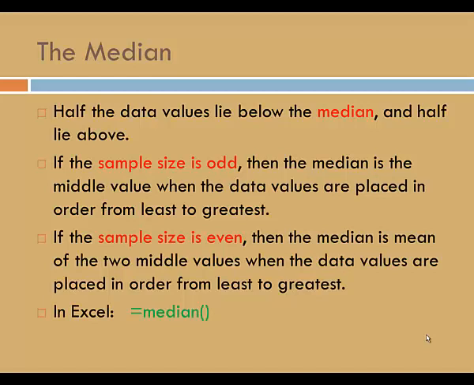Another measure of center is the median. Half the data values lie below the median, and half the values lie above. If the sample size is odd, then the median is the middle value when the data values are placed in order from least to greatest. If the sample size is even, then the median is the mean of the two middle values when the data values are placed in order from least to greatest. In Excel, we can use the function median.